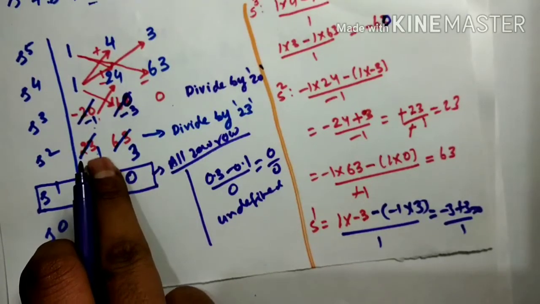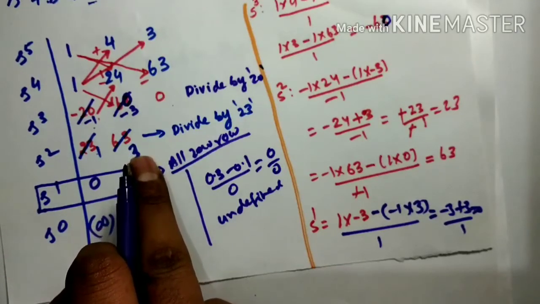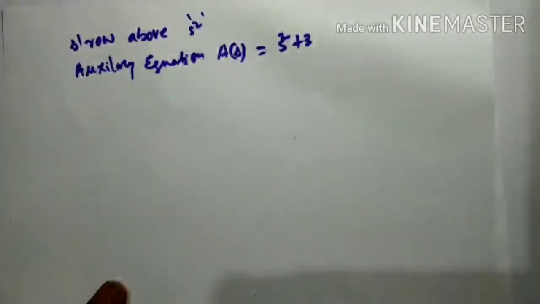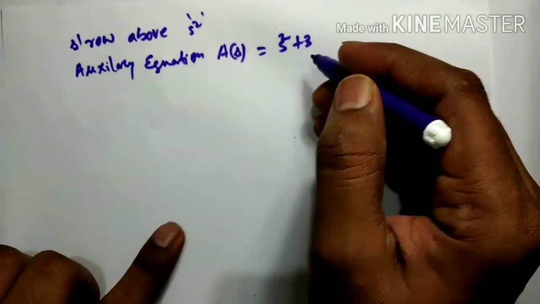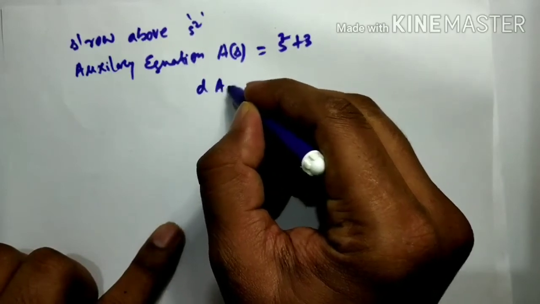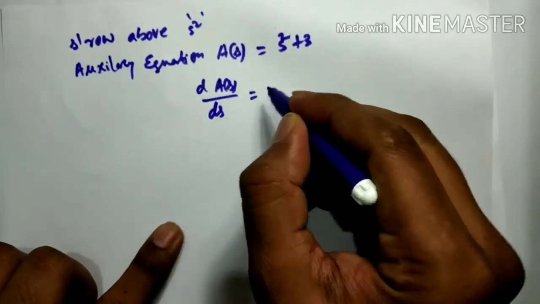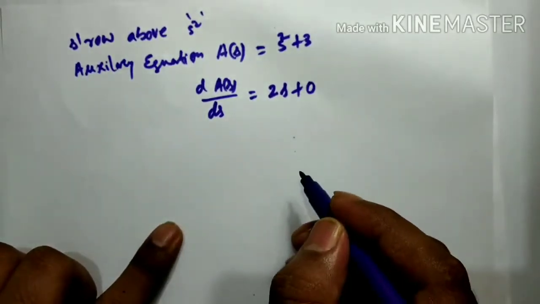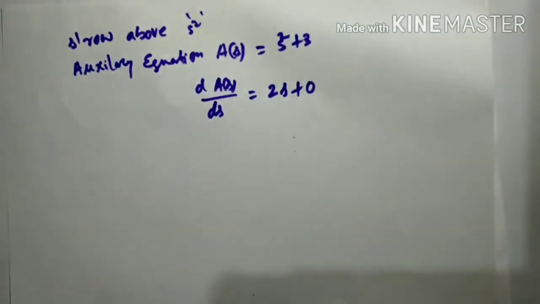Because we are taking the even powers of s. So the first even power, what is that? S square. Next even is 3, right? Here s will not come. Okay, so this is the equation we got. Then next, what do we have to do? We have to differentiate with respect to s. When you differentiate, dA by ds, you will get 2s plus 0. Now we have to continue with this Routh array formulation.